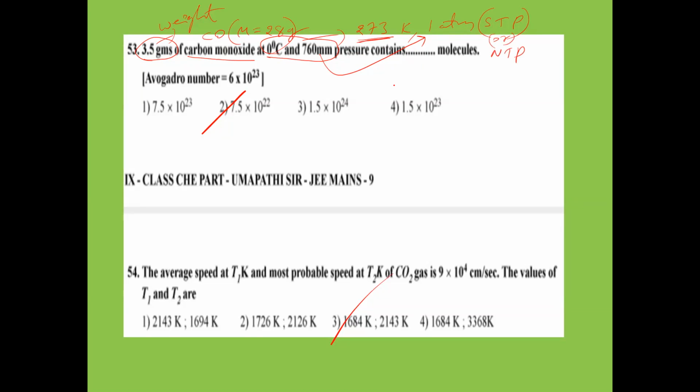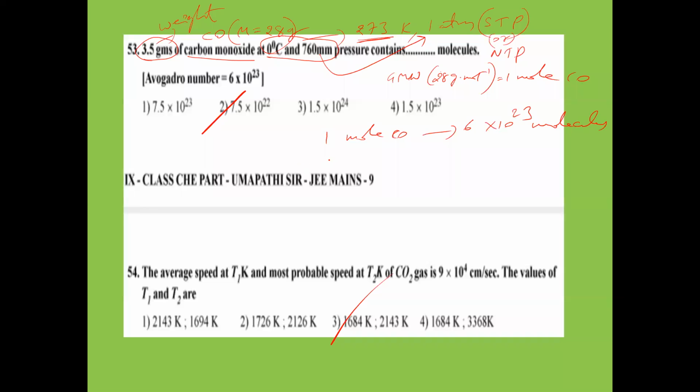Generally, we know that gram molecular mass, gram molecular weight, that is 1 mole. Here it is 28 grams per mole, so that is for 1 mole. So 1 mole CO contains how many molecules? 6.023 into 10 power 23 molecules.